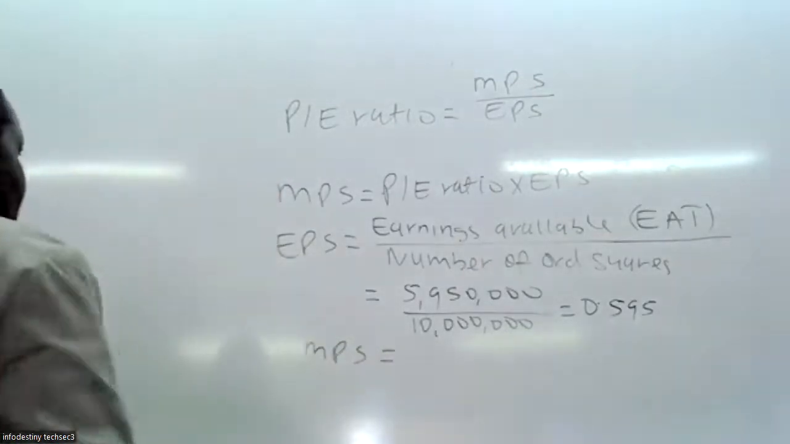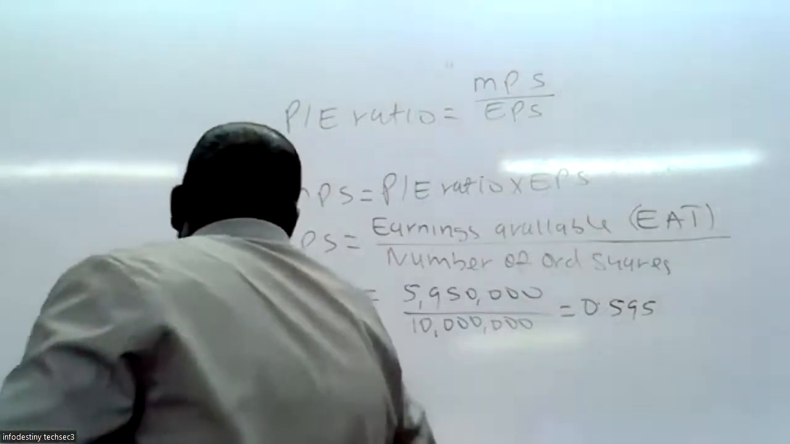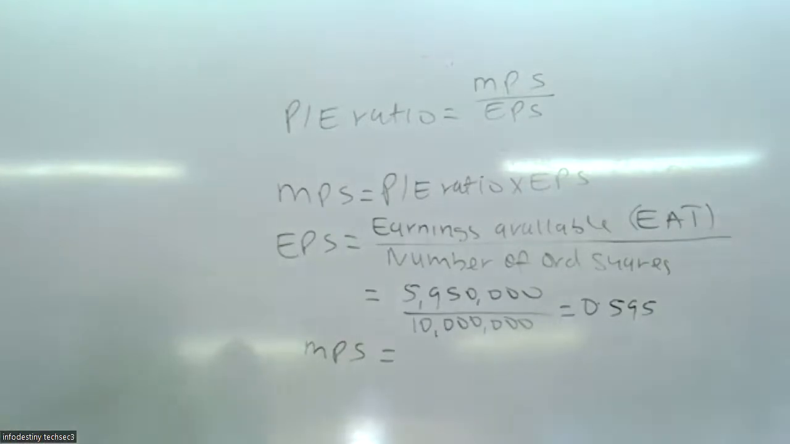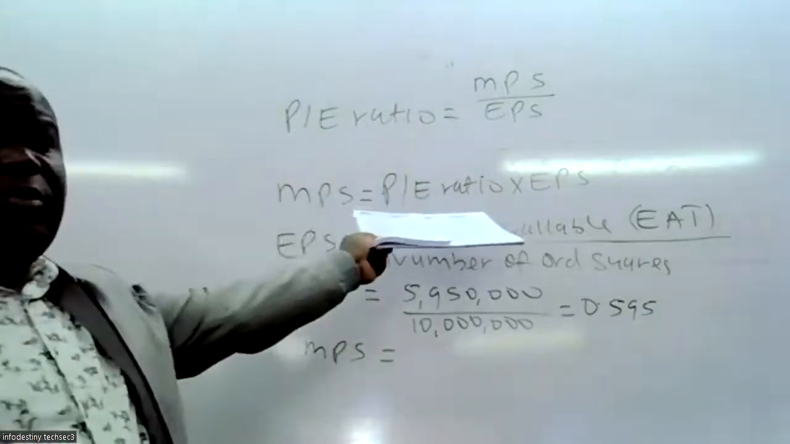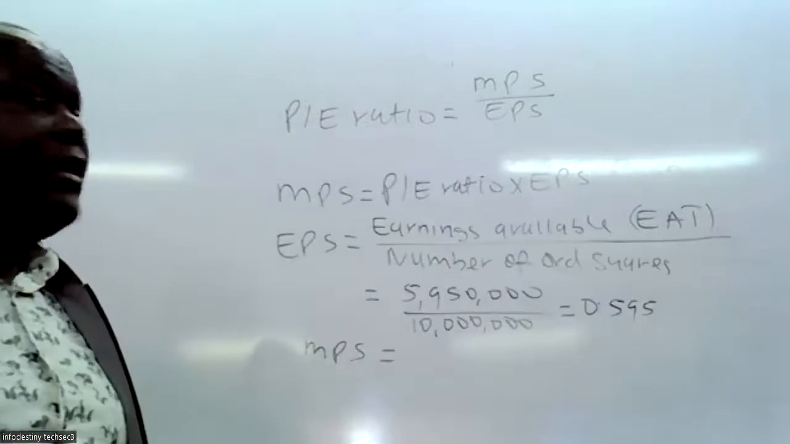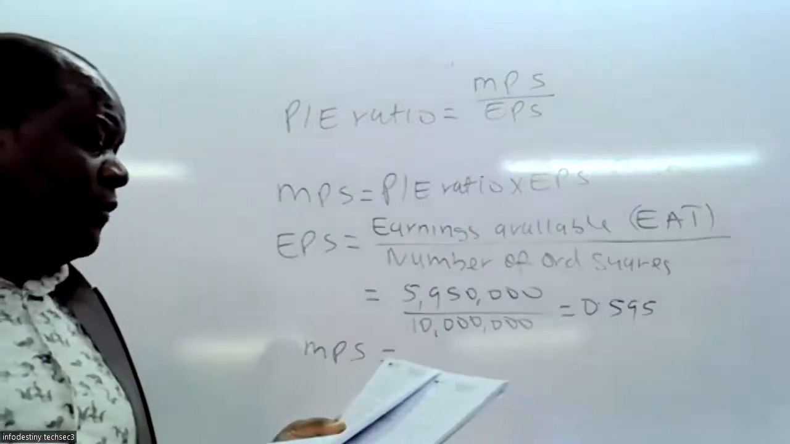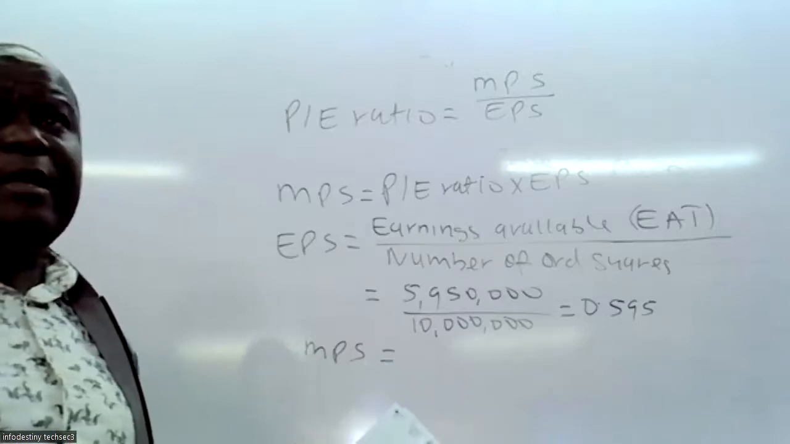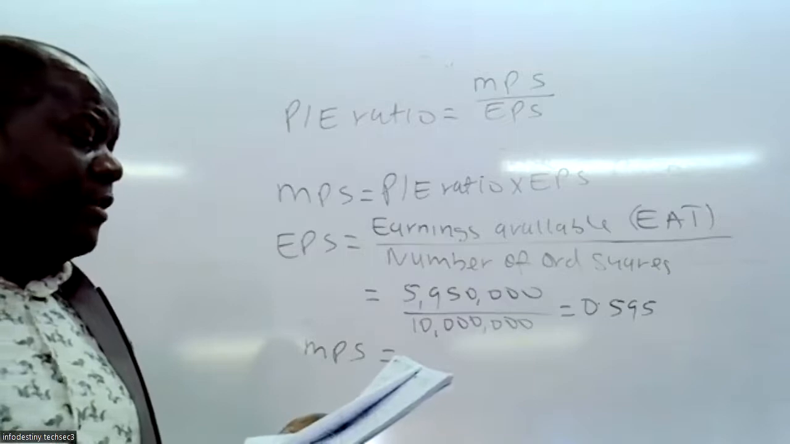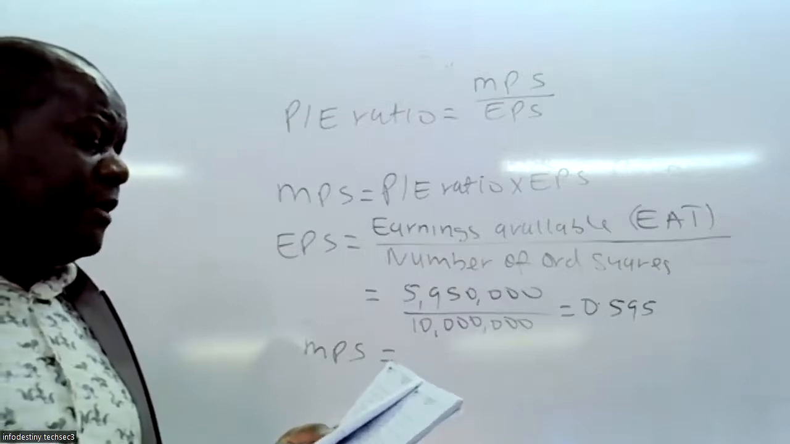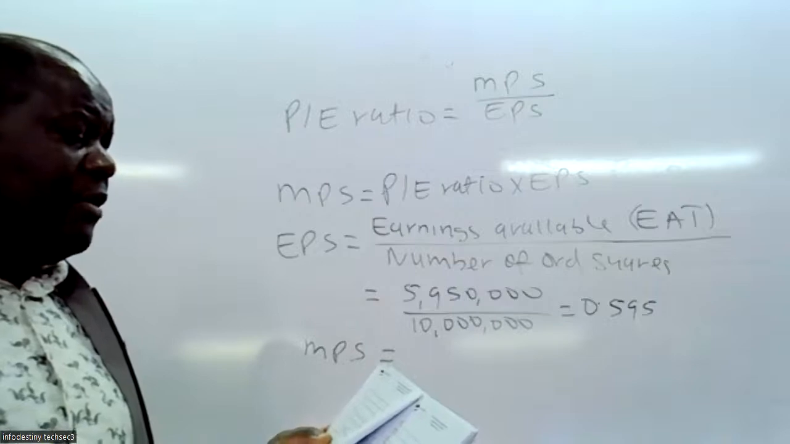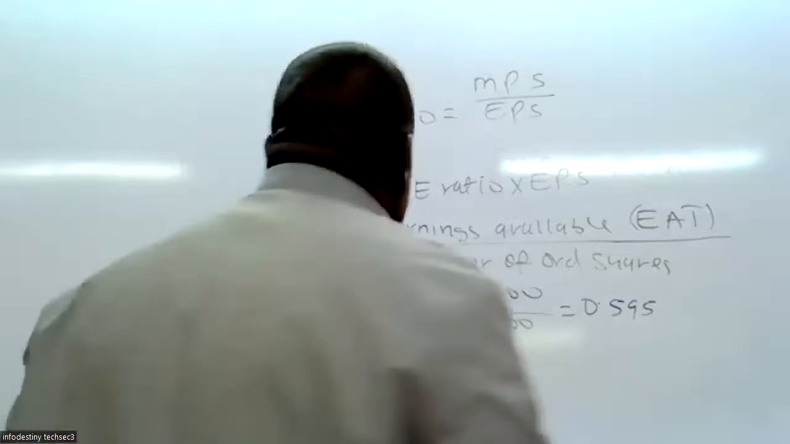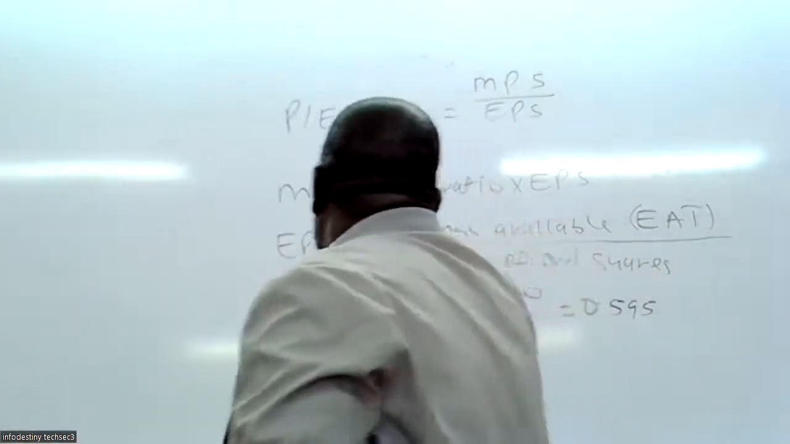So after that, we go back to the formula to compute the market price per share. Market price per share is the price earning ratio multiplied by the earnings per share. The price earning ratio was given in the question: the shares of the company are currently being traded on the securities exchange with a price earning ratio of 20 times.